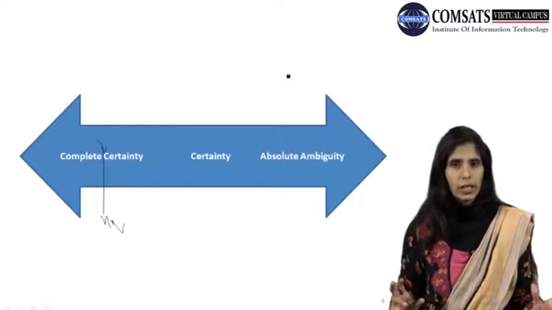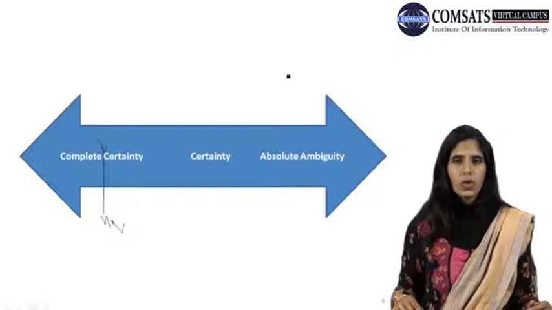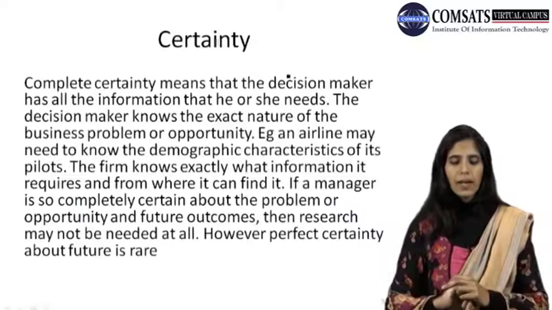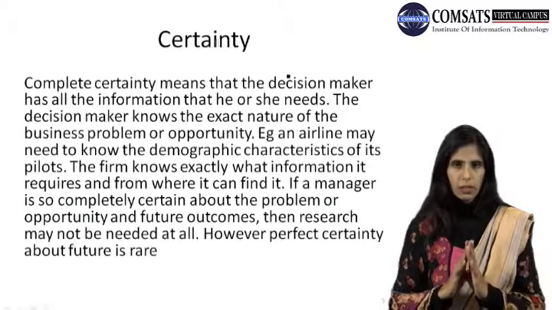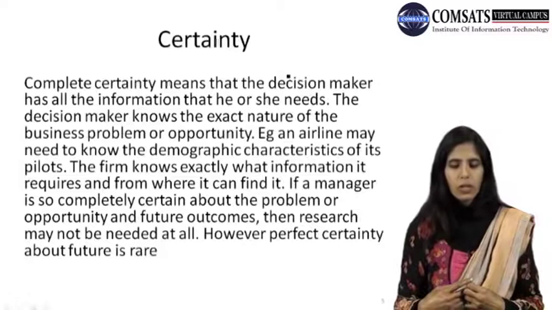So that is something this continuum basically describes, that in the middle the researcher is holding certainty, in which he is very much sure how to solve a problem. On the left extreme there exists complete uncertainty, and on the right one there is complete ambiguity, and in both the cases we need to conduct research. Now in case of certainty, it means that the decision maker has all the information that he or she needs. We have taken an assumption that whatever is required to solve this particular problem is already with us. And the decision maker knows the exact nature of business problem or opportunity.